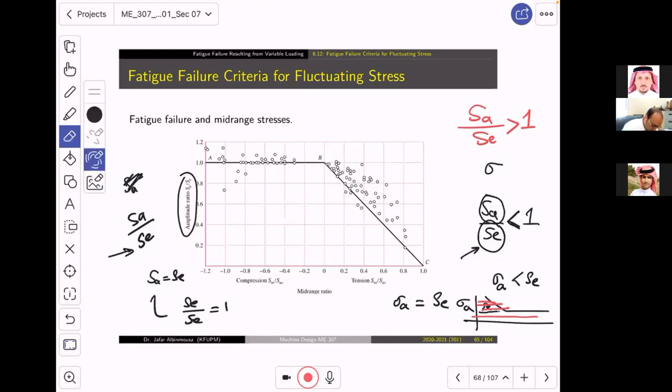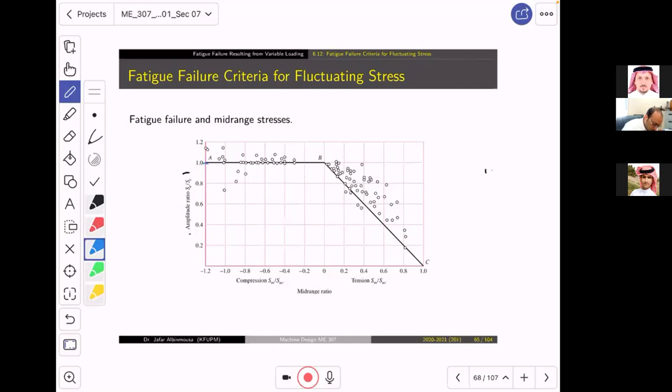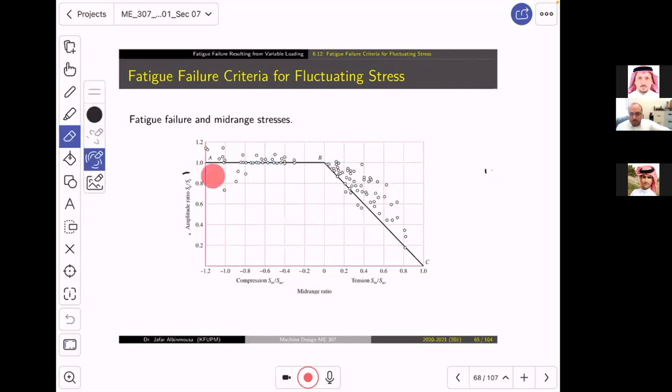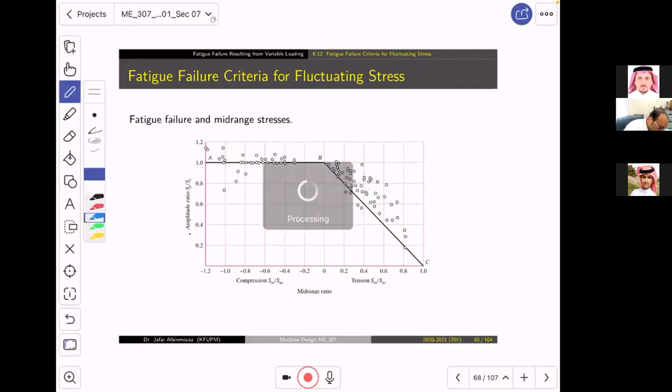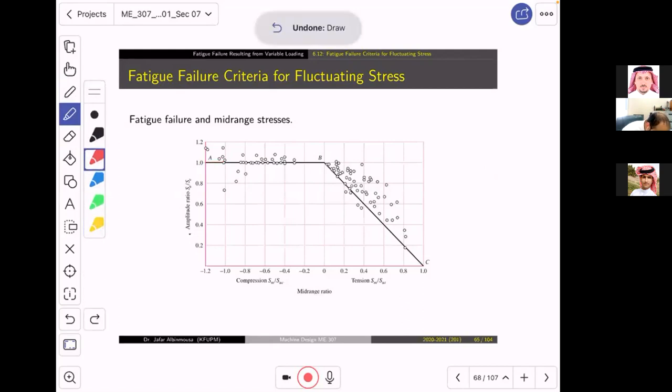Now, this is the meaning of the y-axis. It's putting a line around one. What is one, ya shabab? One is an amplitude which is equal to the endurance limit, which is supposed to give you infinite life. Any circle in this figure means failure. يعني معناها صار عندك failure. صح? فلو تلاحظون, you don't think that this is beautiful because around one, it seems like you have a boundary, صح?